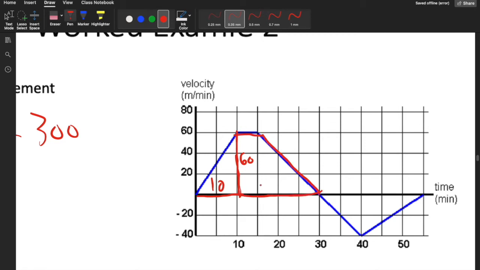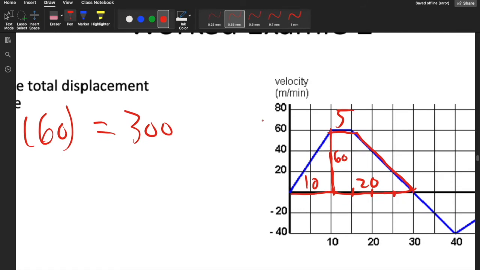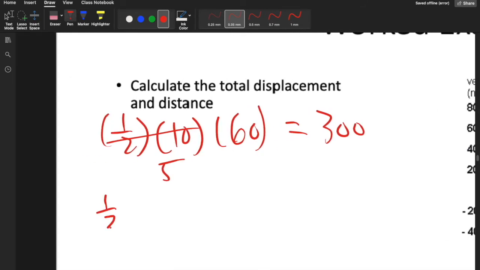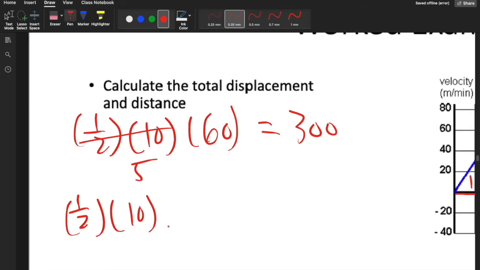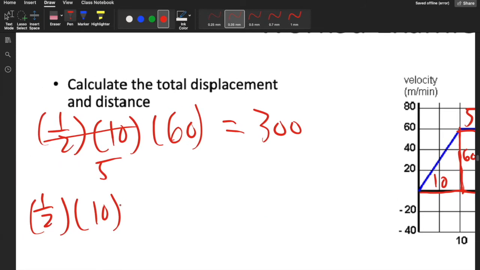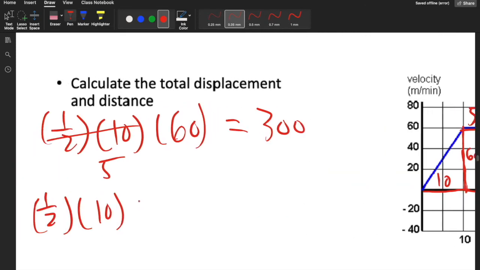And then you can calculate the area here, right? So here will be 20, and here I think is 5. Yeah, 5. So times 10, 25.